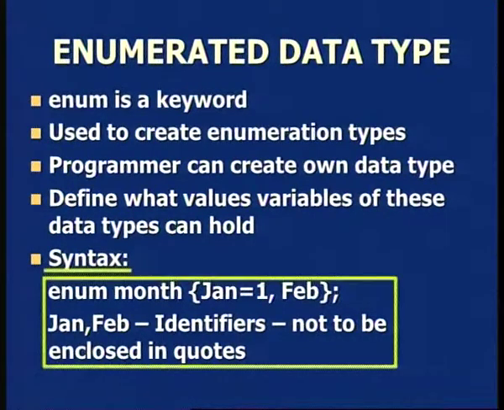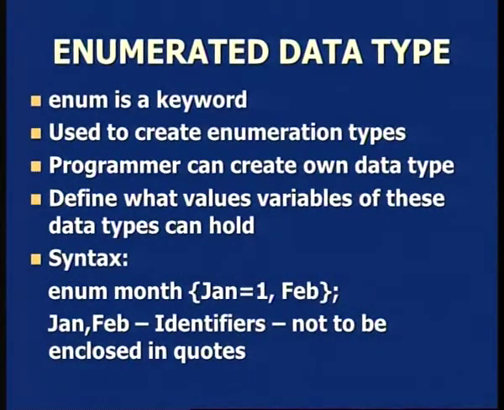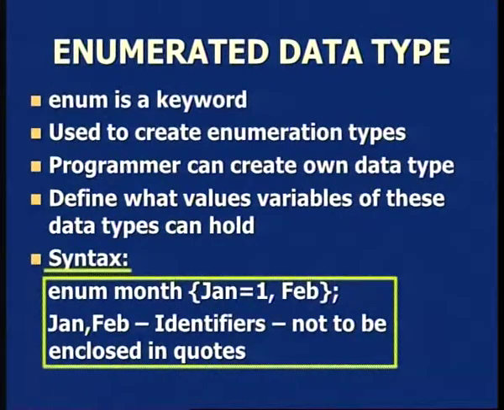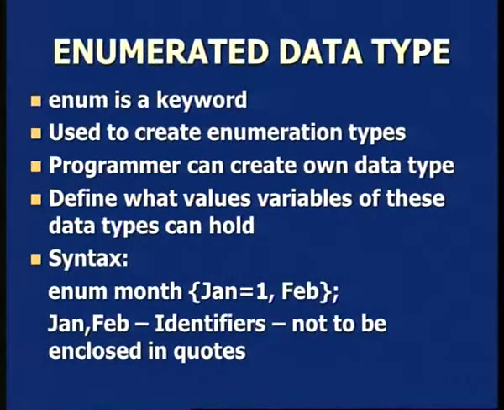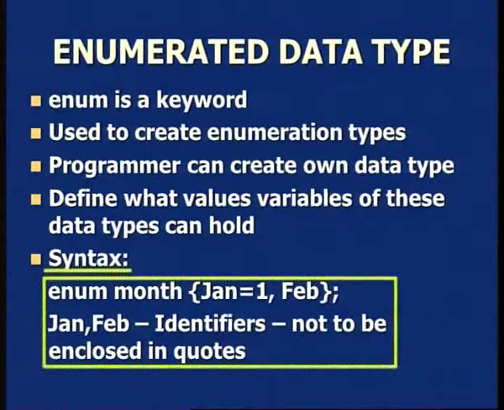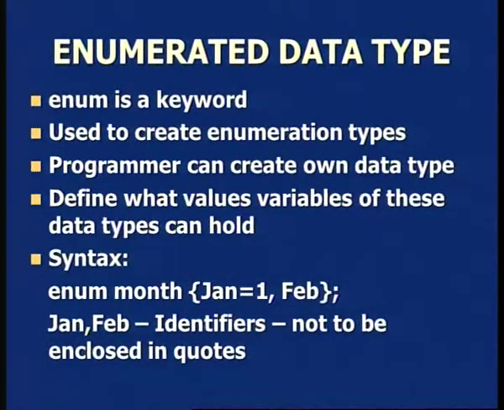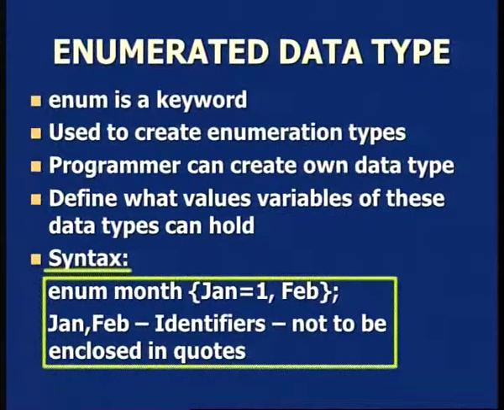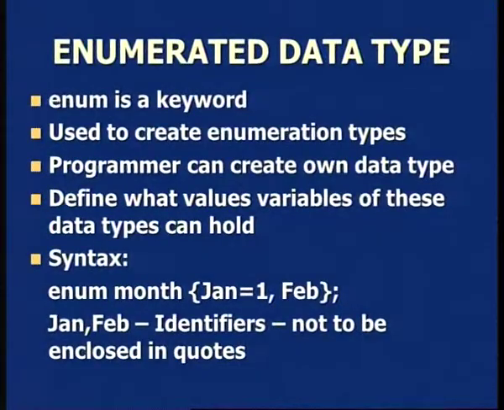So here this defines what values the variables can hold, that is at the user's discretion. The syntax is: enum is the keyword, month is the name of the data type that is defined over here, enum, month and the values that it holds. Again, the values that are being held should come between the opening and closing braces. It should be terminated by a semicolon. Now here the values which are present within the braces are called identifiers. They should not be enclosed within quotes.